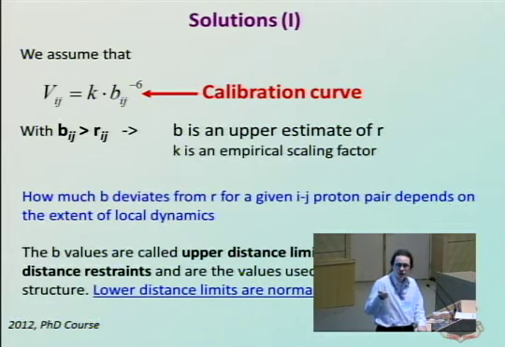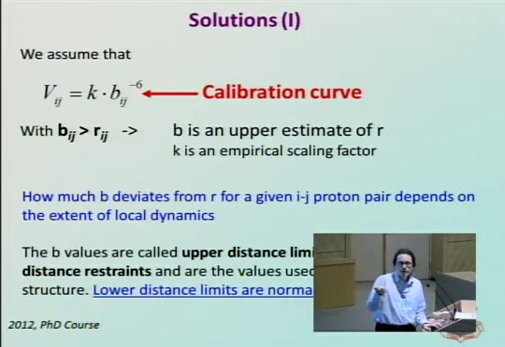So the deviation of B from the true distance depends on local dynamics, because, as I said, we neglected the average, we neglected the local tau effects. But this, in principle, we don't know, so we don't know how large is this deviation.